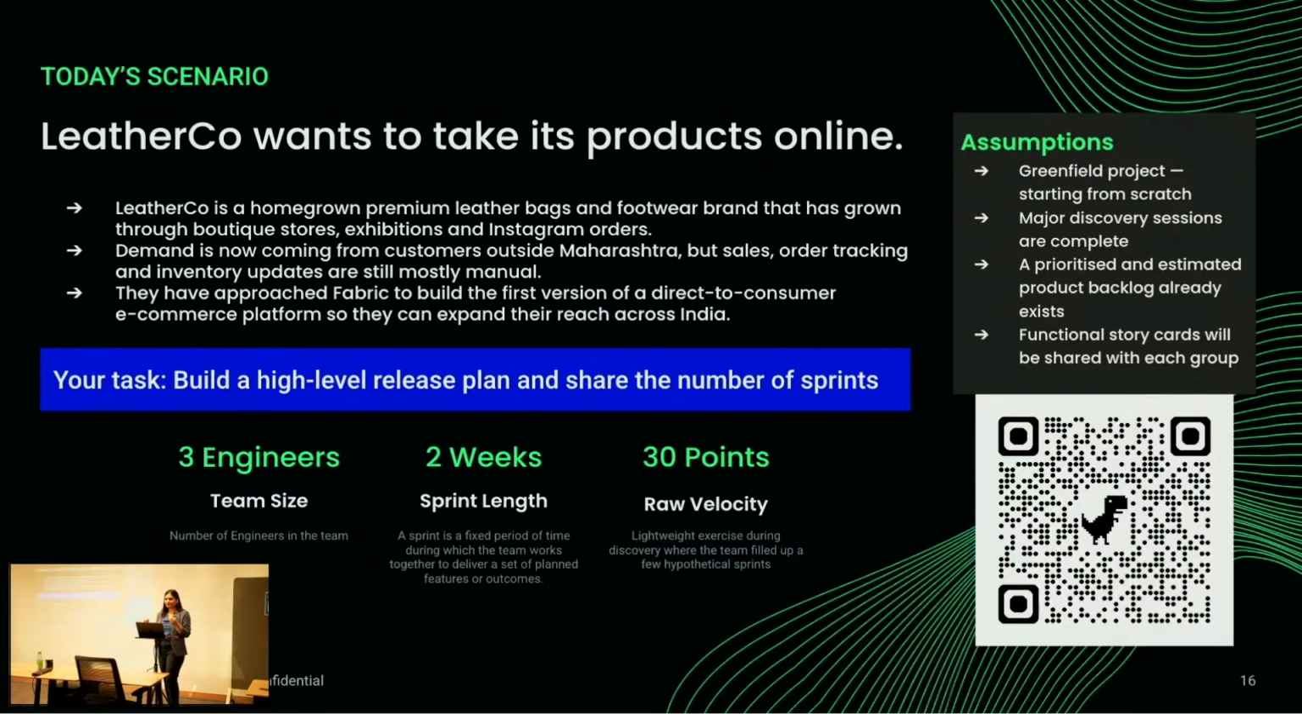Again, this example is very rudimentary. It doesn't contain all of the nuances of an actual project, but this is just to give you a feel of what the process looks like. So effectively, what we want to do is get to a release plan and share with us the number of sprints that we would take to build a solution end to end, based on the scope that will be shared. So what are the different factors at play here?